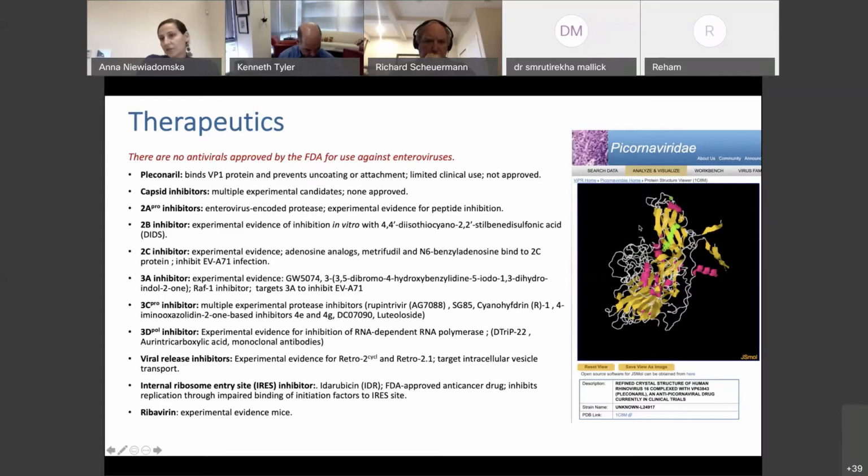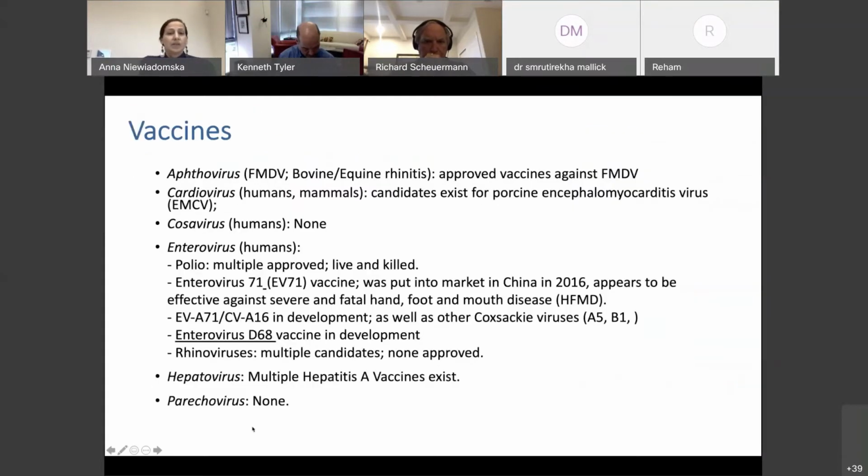And in green over here are the ligand binding sites for pleconaril. So what vaccines are available? We've mentioned a couple of these, and these are obviously a little bit more positive. There are vaccines for foot and mouth disease, but again, these are not cross-protective against all of the different types.